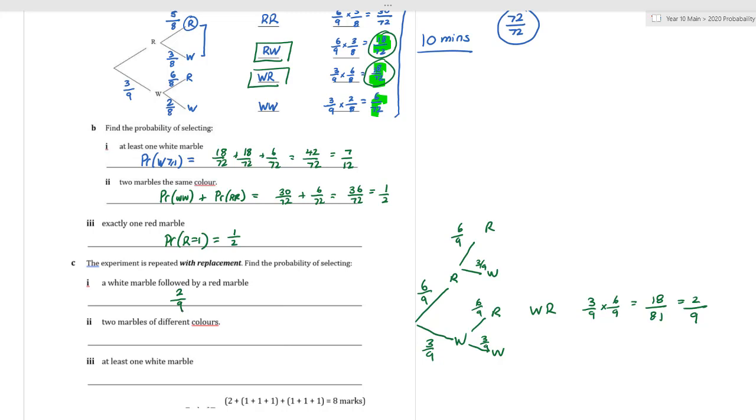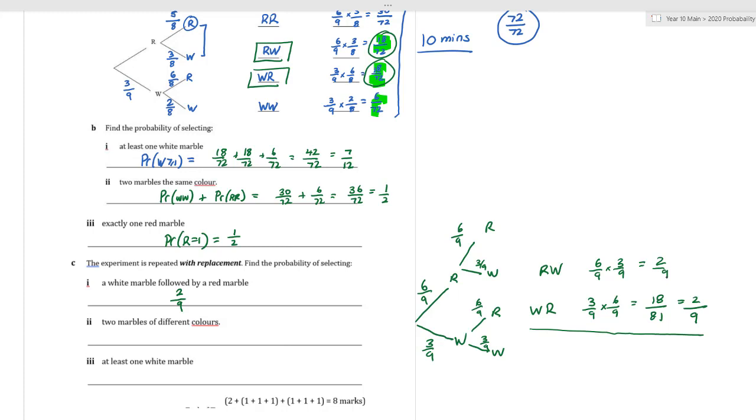2 marbles of different colours. So 2 marbles of different colours means that, well, we've just found what white, red is. Well, why don't we go ahead and find what red, white is? Well, red, white is the same. We've got 6/9 times 3/9. In actual fact, that's exactly the same thing. That's going to be 2/9 as well.